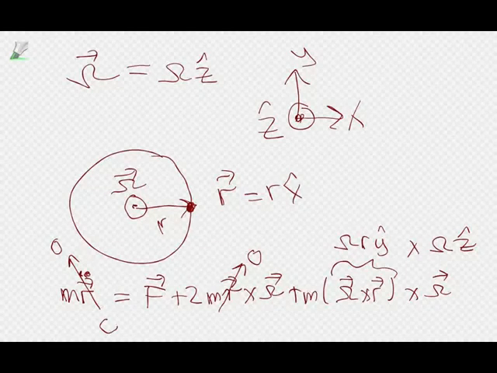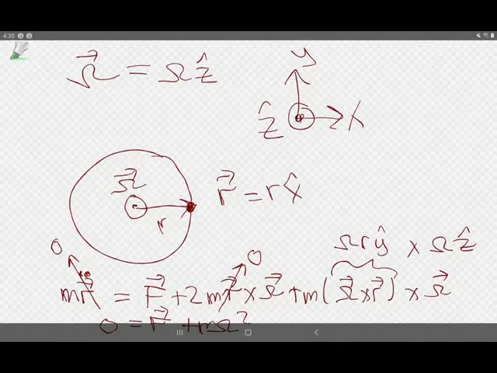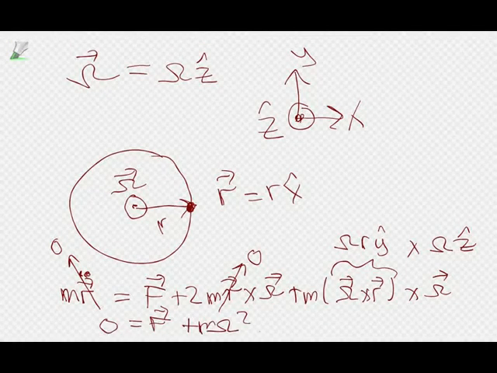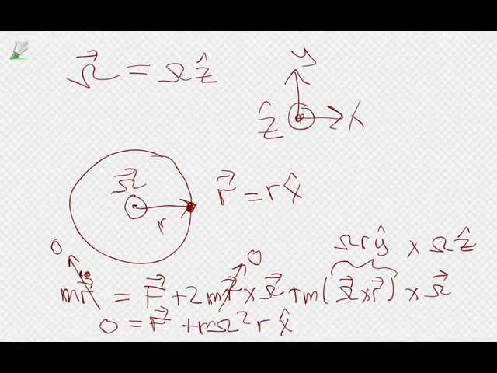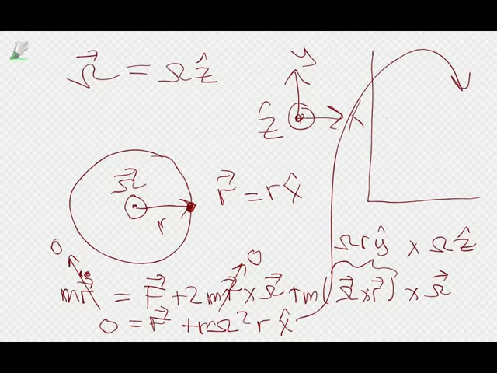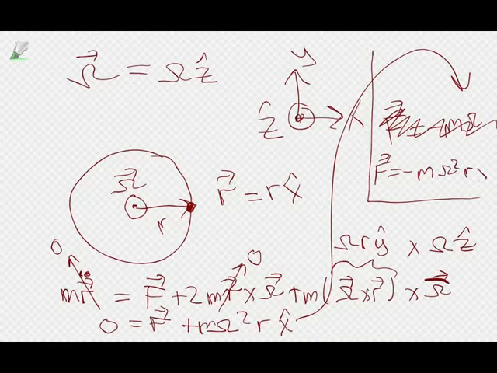So we have 0 is equal to F, and the second term went away, and so what I'm left with is plus omega squared. There's also the m out front here. M omega squared r, y hat cross z hat is x hat. Let's set some space off here. I get F is equal to minus m omega squared r x hat.